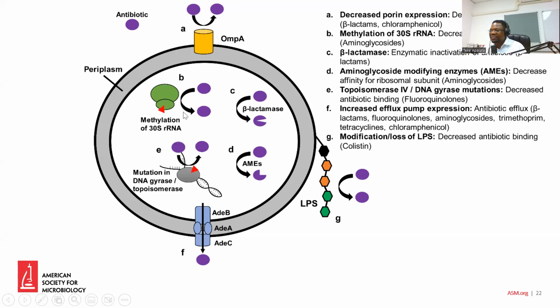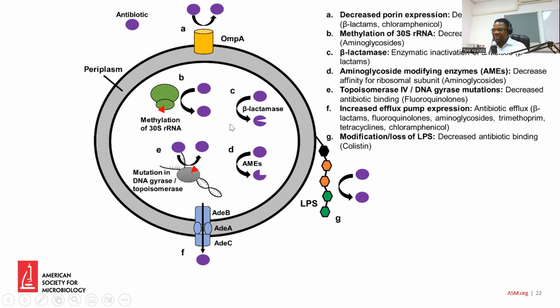ribosomal RNA, so with a decreased antibiotic binding. An example I gave is aminoglycoside that binds to the 16S ribosomal RNA subunit. So you will see that if there is a methylation of this 16S ribosomal RNA, what will happen is that there is a decrease in antibiotic binding, especially your aminoglycoside that act here.